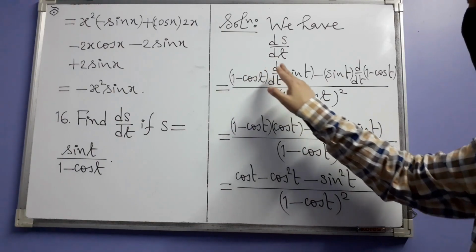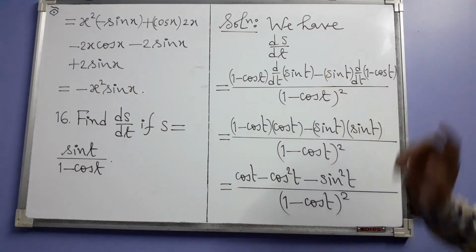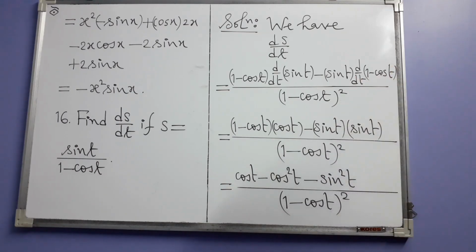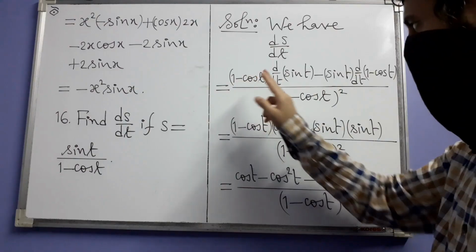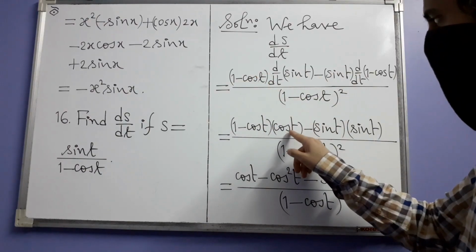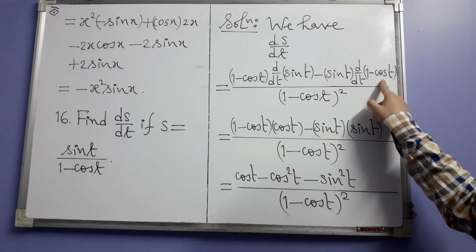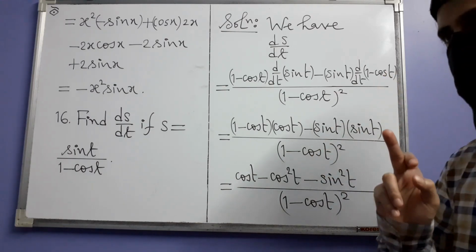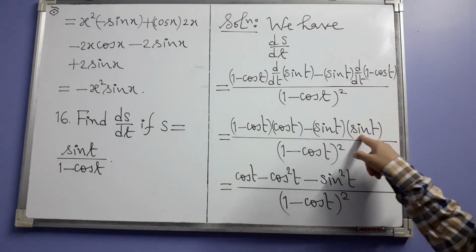Then you keep the denominator here and write the derivative of the numerator, which is sin t, minus, then you keep the numerator intact, and then multiply it by the derivative of the denominator, so d/dt of 1 minus cos t. So then what does the calculation tell us? 1 minus cos t times d/dt of sin t is cos t, minus sin t times, now if you differentiate 1 minus cos t, 1 of course will give you 0, and derivative of cos t is minus sin t, but already there is a minus sign, so it will be plus sin t.